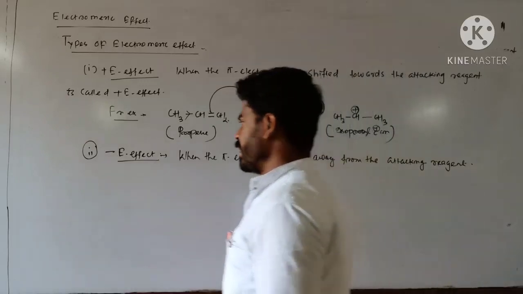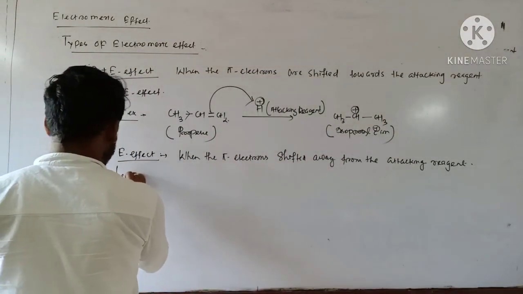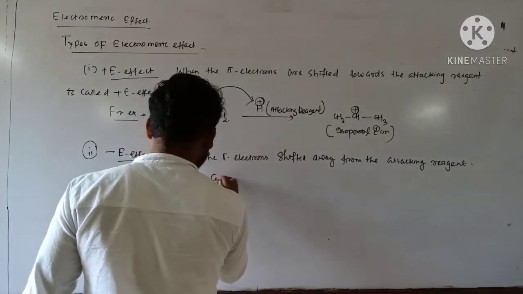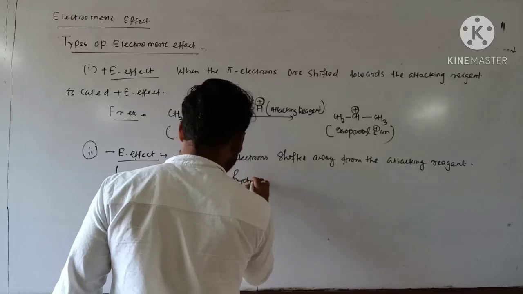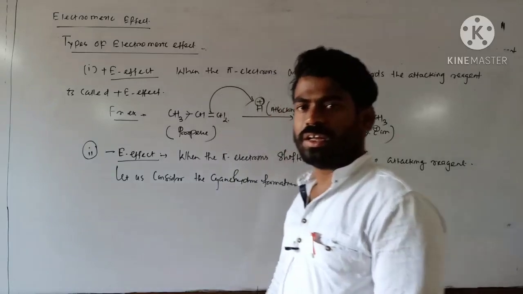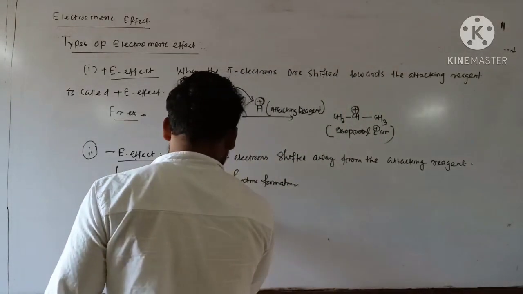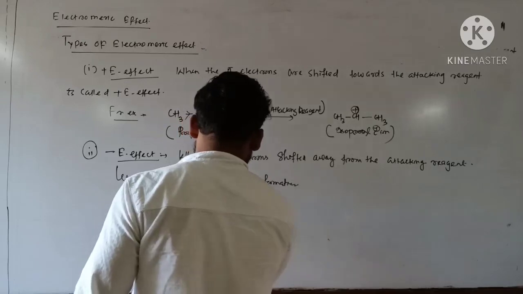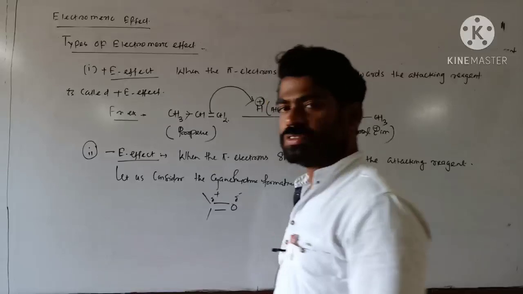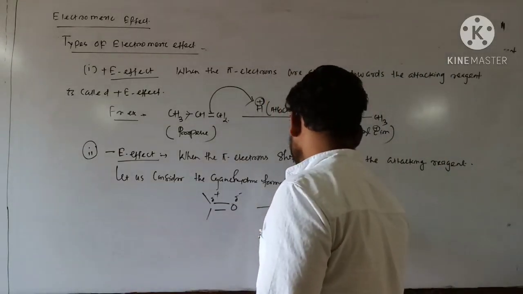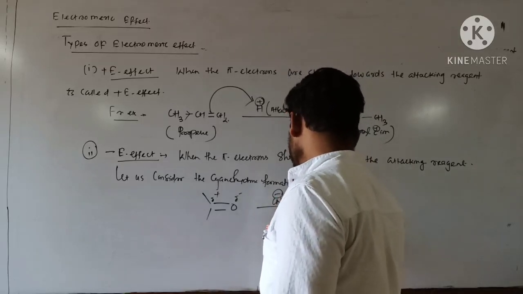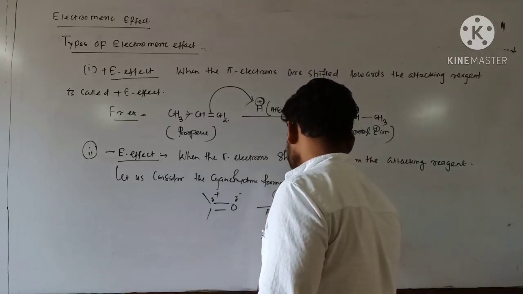So for example, let us consider the cyanohydrin formation. Cyanohydrin formation means, suppose one carbonyl group is there, C double bond O. So this group is there. Definitely this is polarized, delta plus, delta minus. So if you treat with cyanide ion, CN minus. Clear? So this is the attacking reagent, nucleophilic reagent.